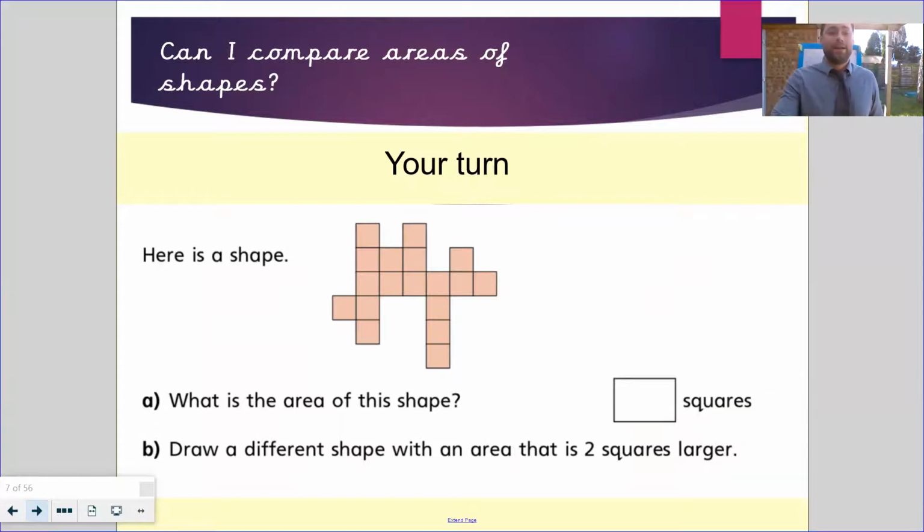Hey, welcome back. Let's have a look then. Part B, I'm not going to go through with you because you can post that up onto Tapestry. All your answers are going to be a little bit different, okay? But as long as it's correct, it will be fine. So what is the area of this shape?